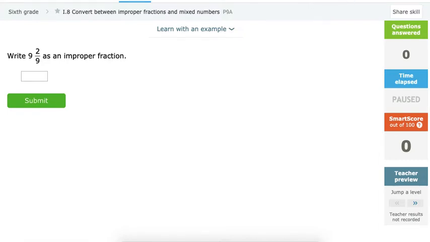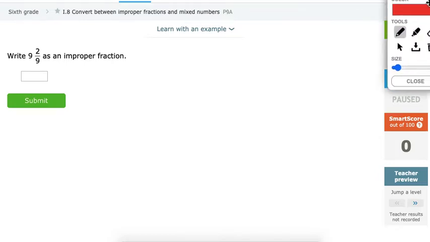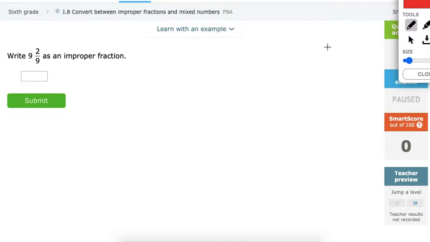This one is for IXL, I8, convert between improper fractions and mixed numbers. We'll be looking at how to do both of those. A couple of things we're going to be looking at also is how we can do some of the things in IXL, and some of the things I expect you to be doing, especially if you're in my class. So let's take a look here.